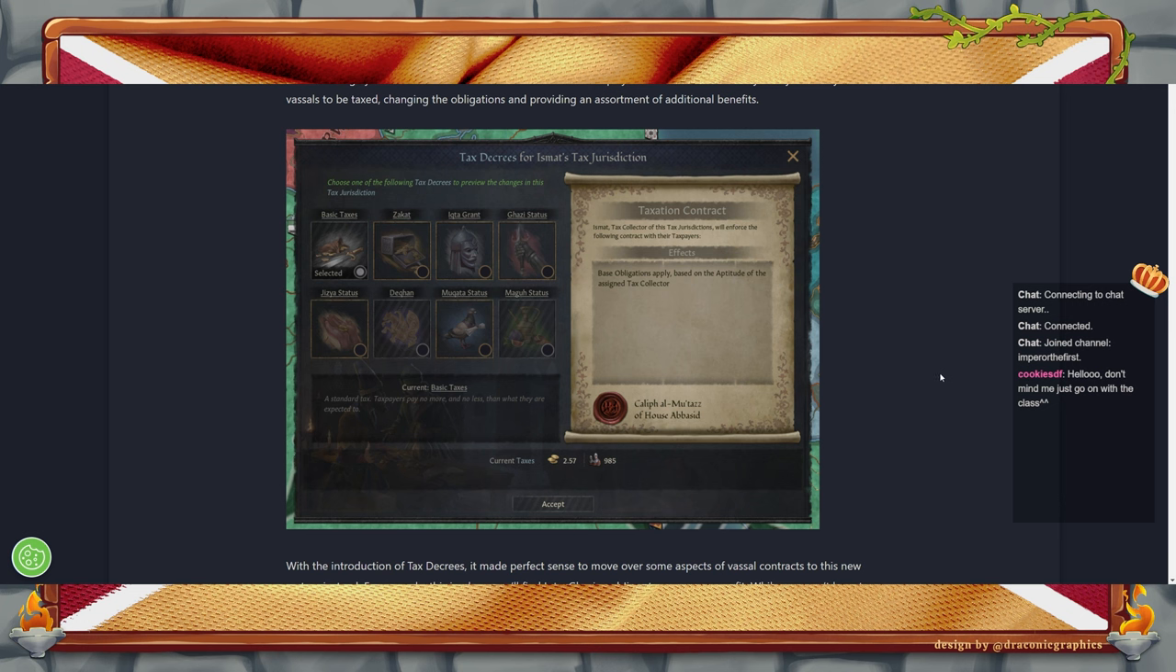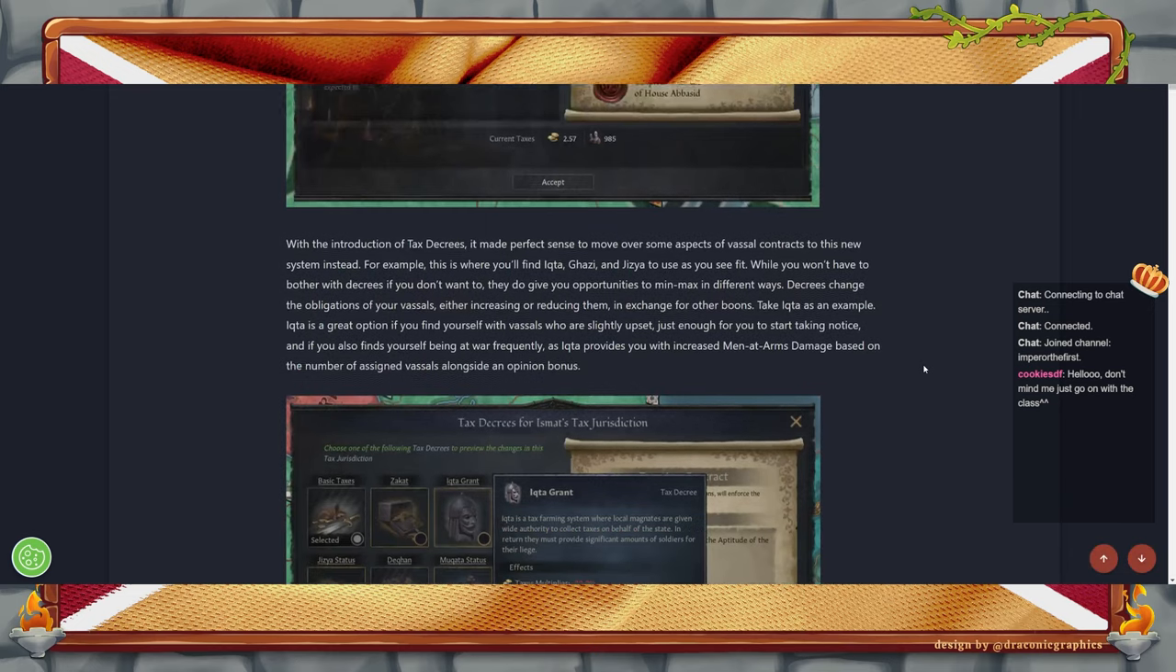So, okay. All right. Let's see. We got basic taxes, which does this here. Base obligations apply. I'm a little bit sad that it doesn't really say here what it does. I think this is the effect. So if you click through these, you would get other effects. All right. Well, good. Let's see.